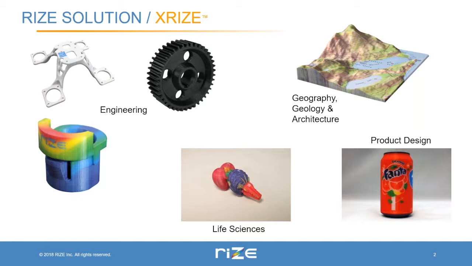It's also useful in life sciences for differentiating among different body parts or color coding different things for the various functions you might need in organic models in the life sciences.